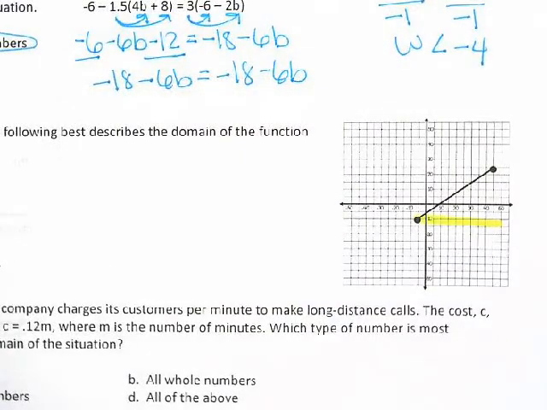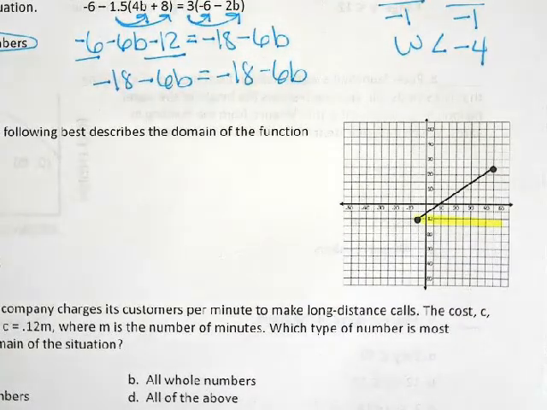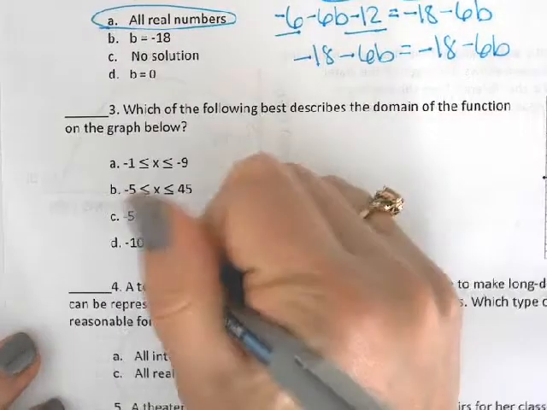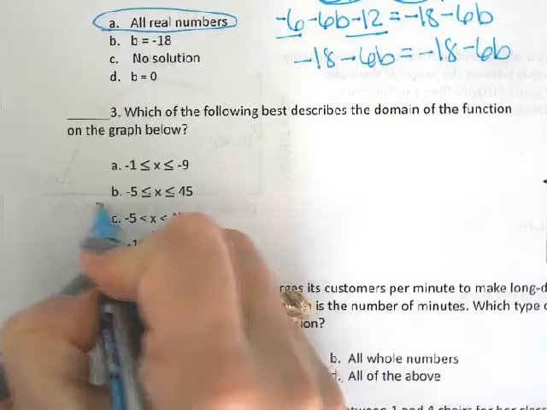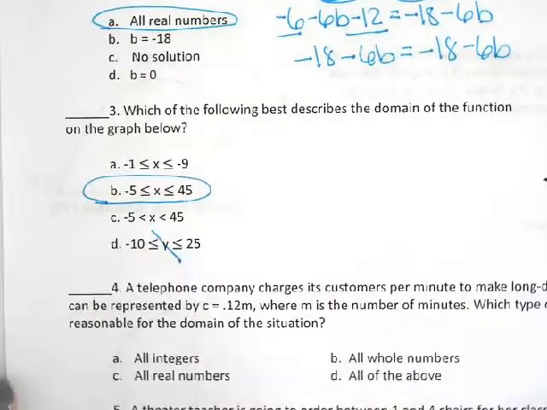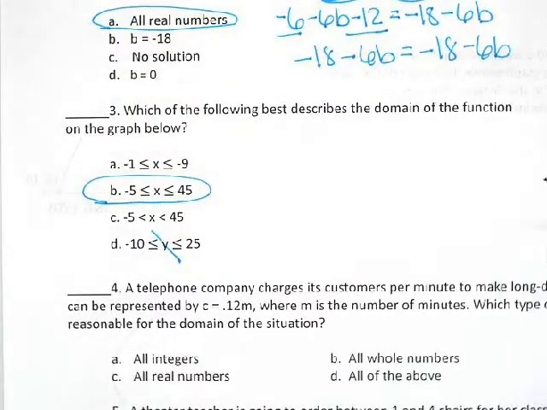Domain means I'm looking for x. So I'm looking at my choices. There's no way it's going to be D because there's a y in it. If I'm scanning it, it's from negative 5 to 45. And it's closed, so that means the answer is B. The only reason you would choose D is if it was an open circle. If it's an open circle, that means it's not included.